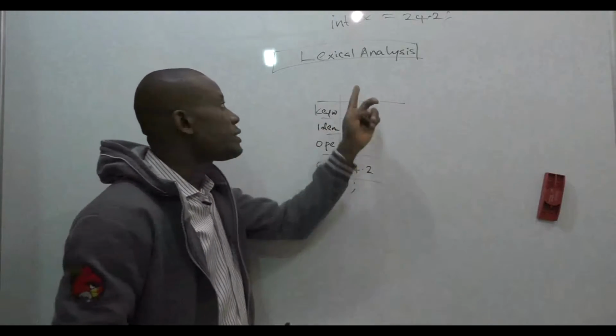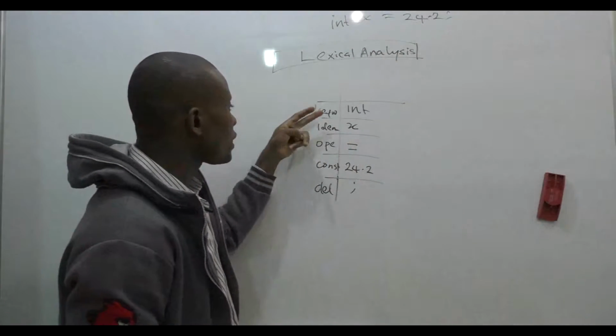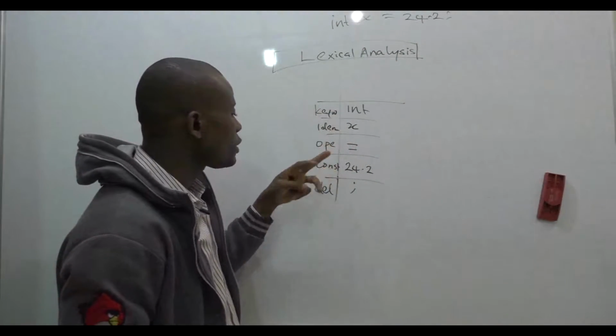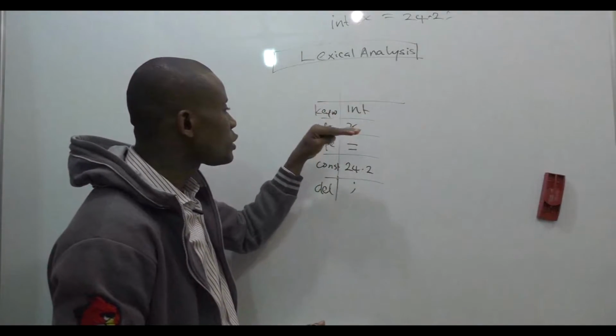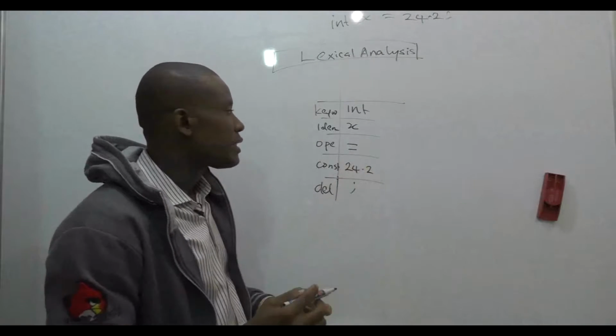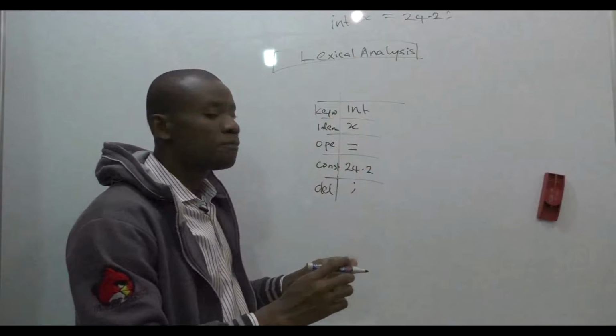Alright, so it's going to separate this input line of code into the keywords, the identifier, the operator, the constant, and the delimiter. So you're going to separate them into discrete tokens that it understands. It doesn't care whether they make sense, but it's going to separate them.